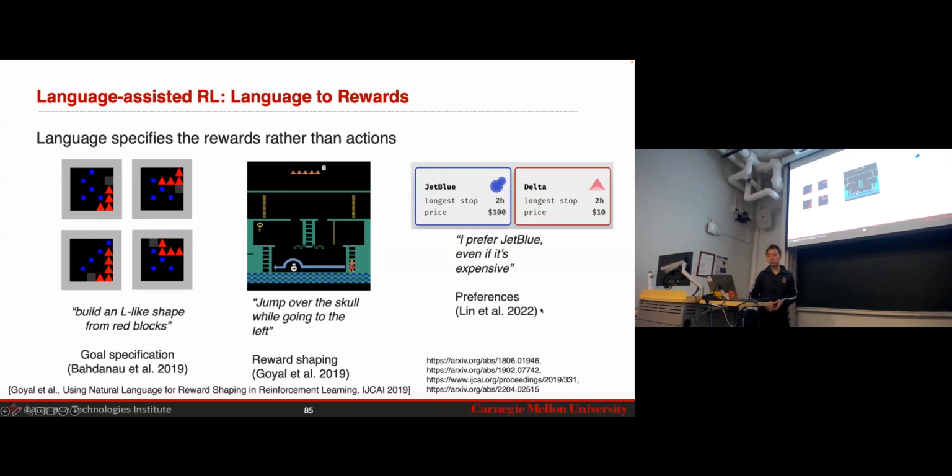Language can also be used to instruct preferences to determine the reward. For example, if you're training a web agent to help you book flights, then the instruction can be book flight, but once it starts navigating and it asks you, do you want the JetBlue flight or the Delta flight? You might say, I prefer JetBlue, even if it's expensive, right? So that's external language helping you guide what rewards your model should take in.